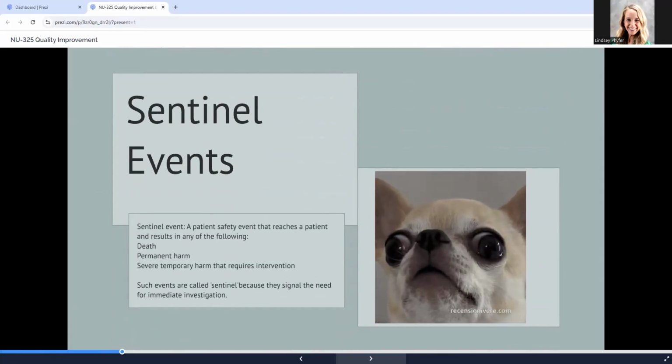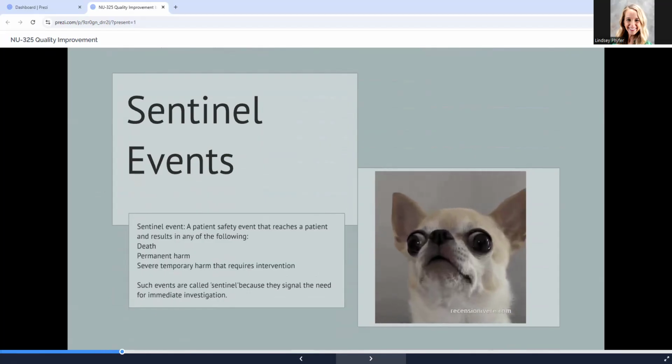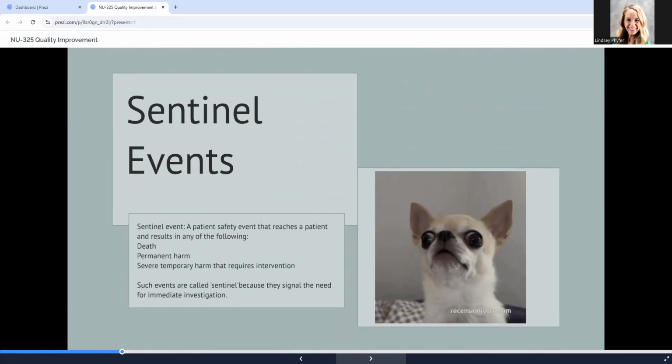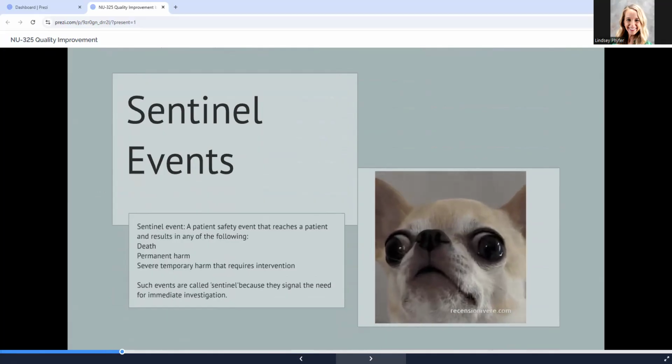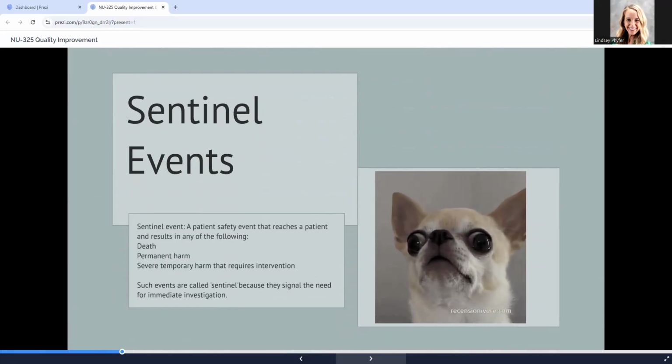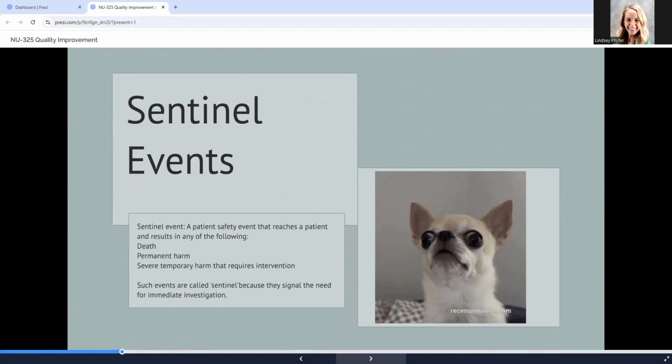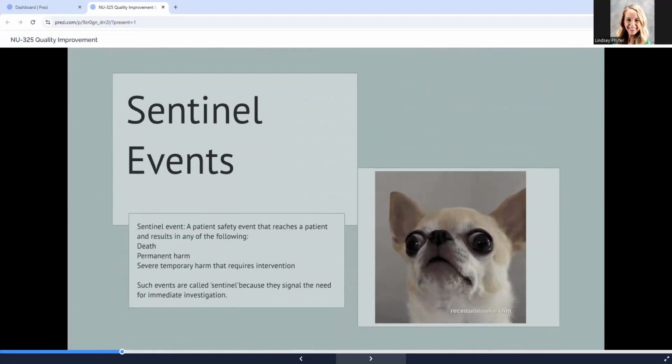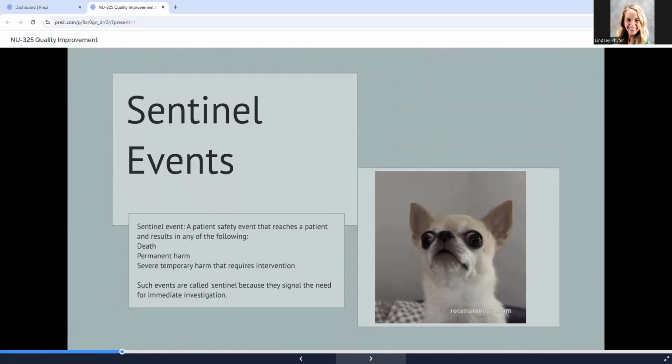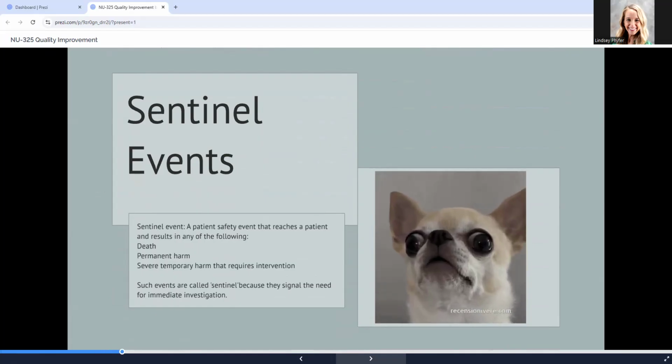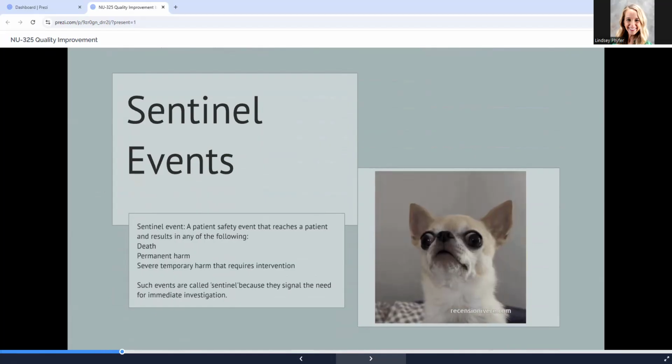And lastly, sentinel events. So by the looks of this dog's face, sentinel events are not a good thing. And a sentinel event is a patient safety event that reaches a patient and results in any of the following: death, permanent harm, or severe temporary harm that requires intervention. And such events are called sentinel because they signal the need for immediate investigation. And we're going to talk a little bit more about sentinel events later on.